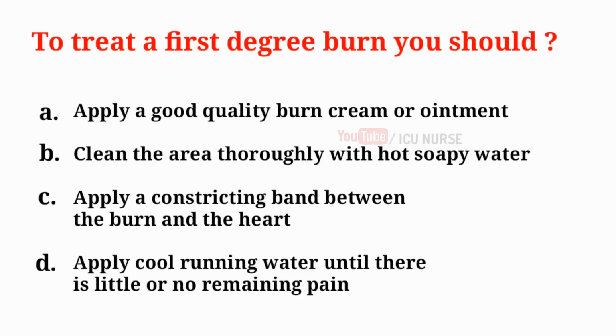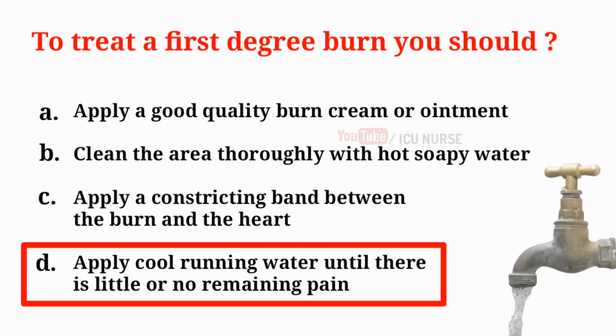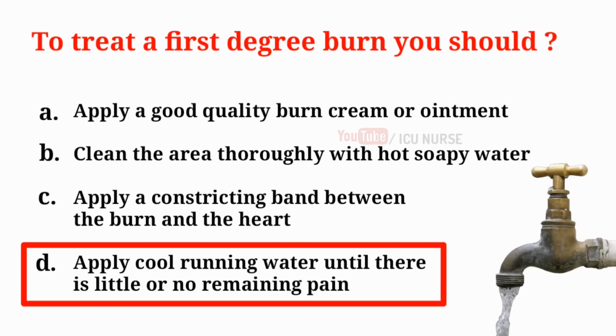To treat a first degree burn, you should A. Apply a good quality burn cream or ointment. B. Clean the area thoroughly with hot soapy water. C. Apply a constricting band between the burn and the heart. D. Apply cool running water until there is little or no remaining pain. And the correct answer is D. Apply cool running water until there is little or no remaining pain.